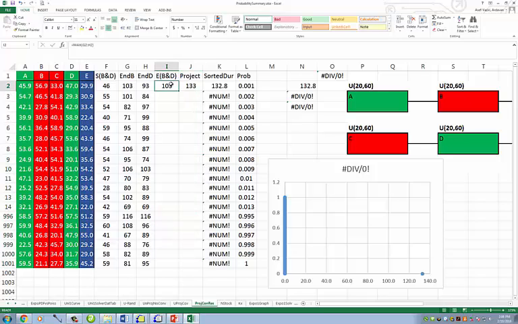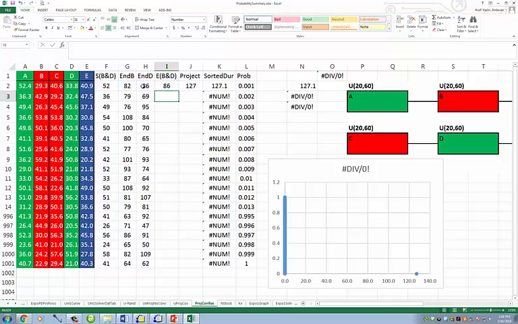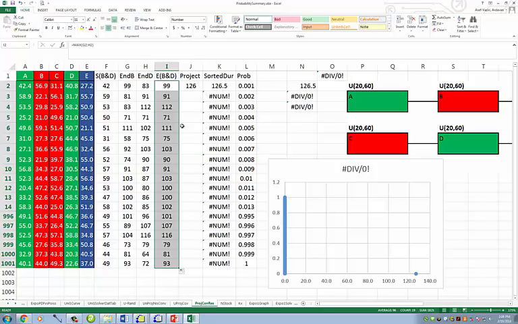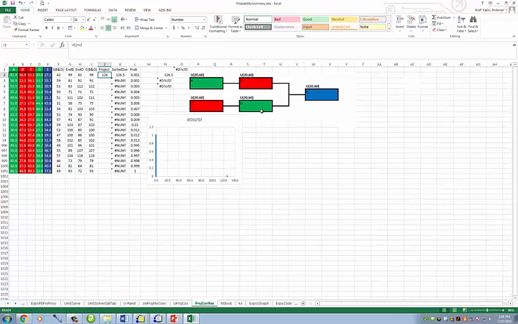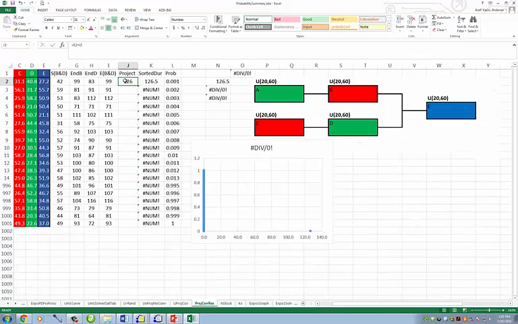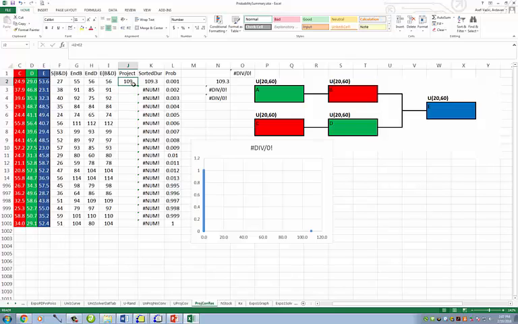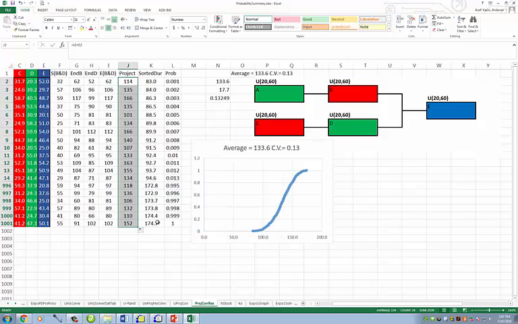The end of both B and D is equal to the maximum of B and D, which is not day 80, but day 86, and then copy it down. For the project to be completed, we have the end of B and D, then we should add the duration of E, equal to end of B and D plus duration of E. Enter, copy it down. And that is the duration of the project.